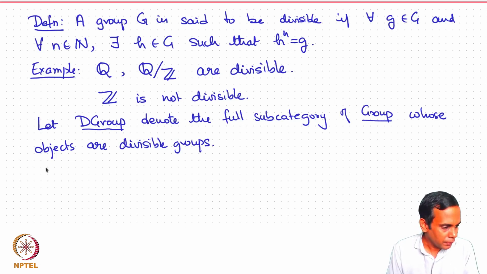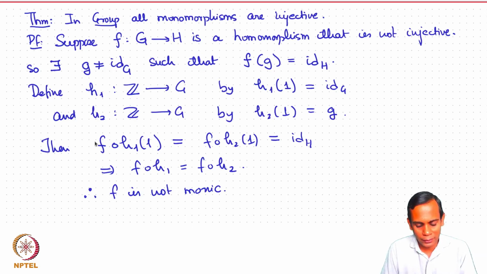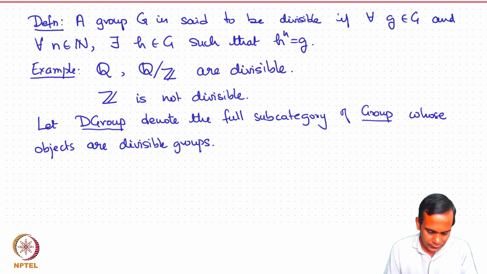Okay, and now if we were to try to do this proof here, that in Group all monomorphisms are injective, this proof would fail in D-Group because here we have used the group Z, which is not a divisible group. So this h1 and h2 would not be arrows in the category D-Group. They are only arrows in the category Group. In fact, it turns out that we can find examples here of monomorphisms that are not injective.